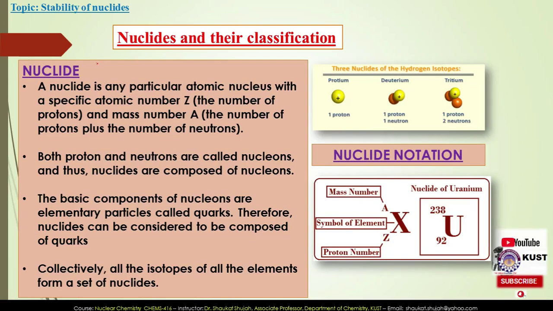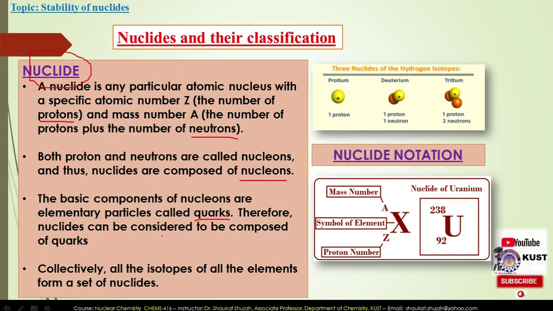Now, in nuclear chemistry, the term nuclide is frequently used, and nuclide is actually the nucleus of an atom containing specific number of protons and neutrons. Protons and neutrons are collectively called the nucleons. So nuclide is basically made up of nucleons. From the knowledge of elementary particles, we know that nucleons are made up of quarks. So it can be said that nuclide is composed of quarks.